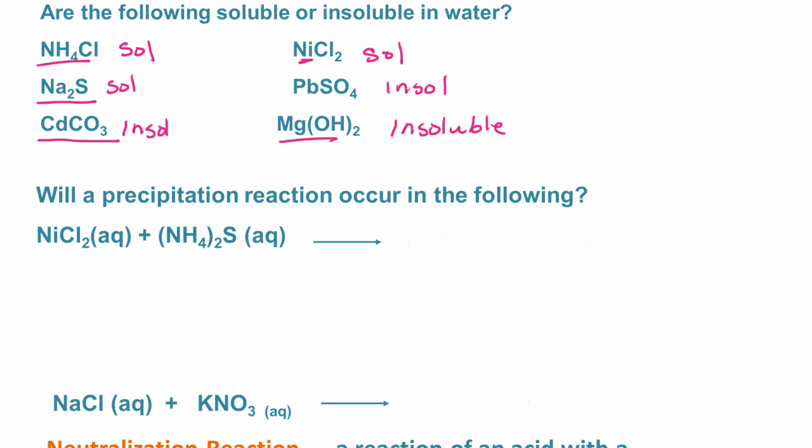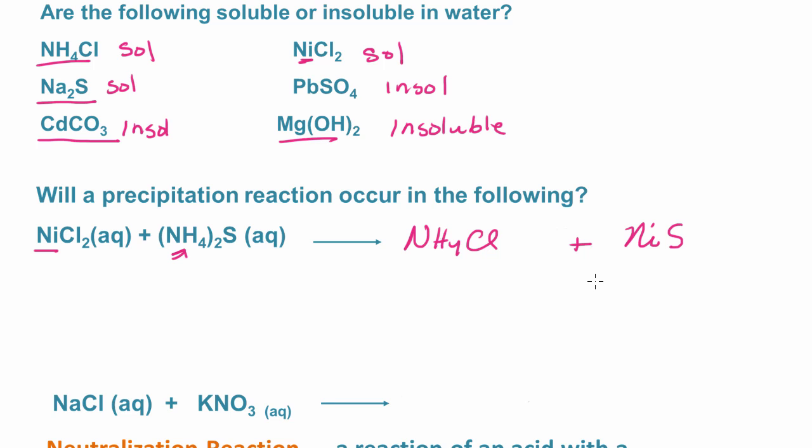You've got two ionic substances that are dissolved. They say aqueous. So what we want to do is determine if a precipitation reaction occurs. So here's how you do this. We're going to replace each of the cations. So we're going to replace the nickel with the ammonium ion. So here we would have ammonium chloride. And then we'll replace the ammonium with the nickel. So this would give us nickel 2 sulfide.